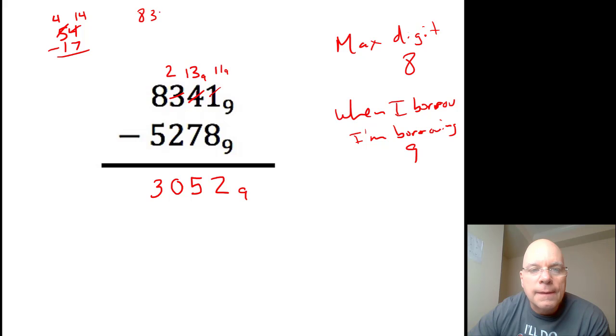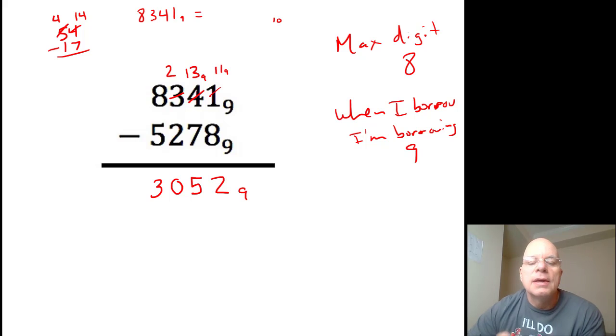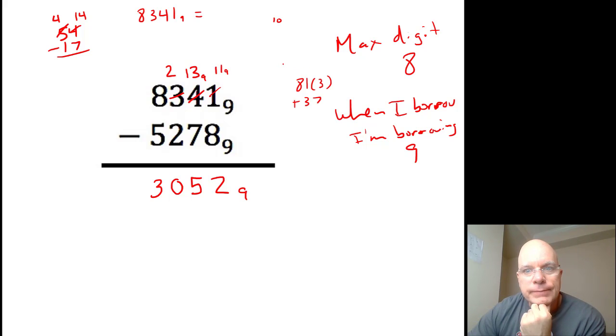8341 in base 9 is what in base 10? It's 1 and 4 9s. 36 and 1 is 37. And this is 3 81s. And this is 8 729s. Well, maybe I'm not going to check it.